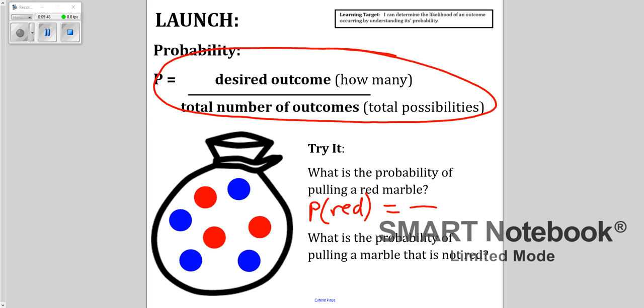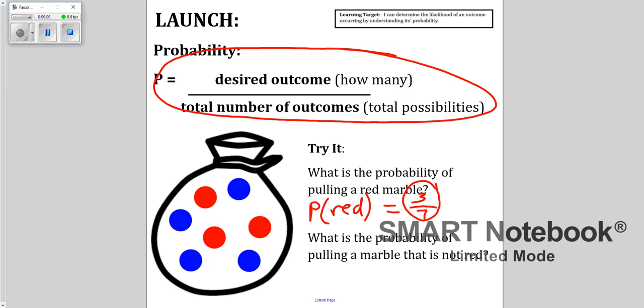Well, the bottom number is always the total. I can see in the bag that there are 7 marbles. And then how many of them are red? 3. Now I can write that as a decimal or a percent, but I don't want to because it comes out to a very long repeating decimal. It's better just to leave it as a fraction.